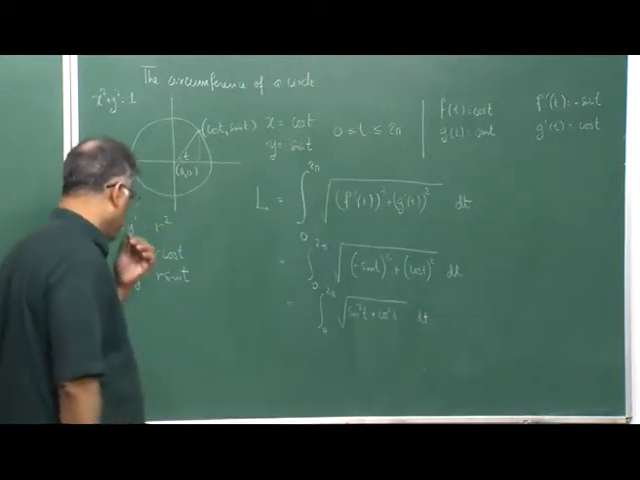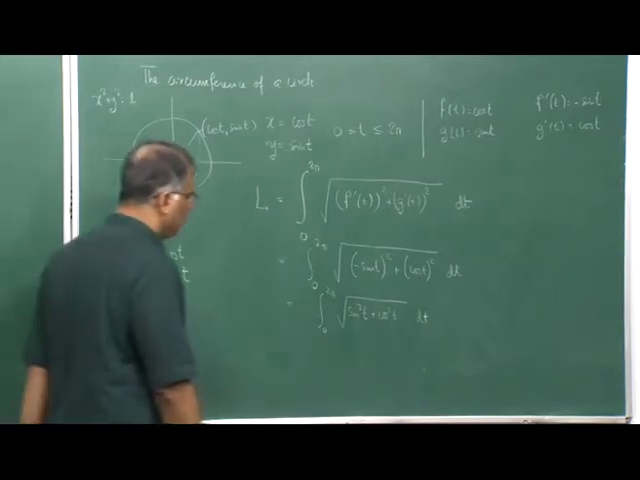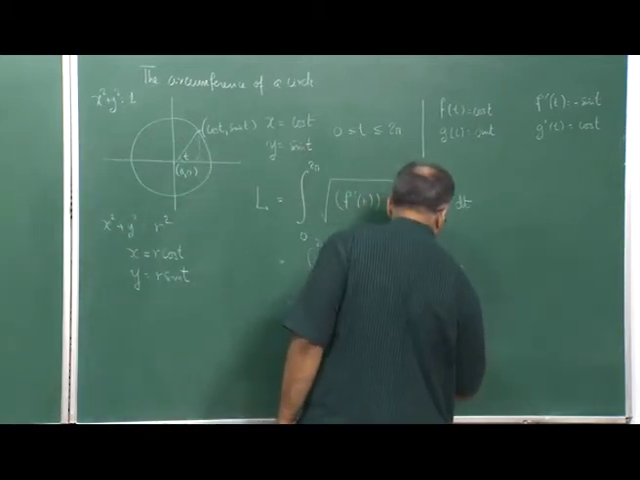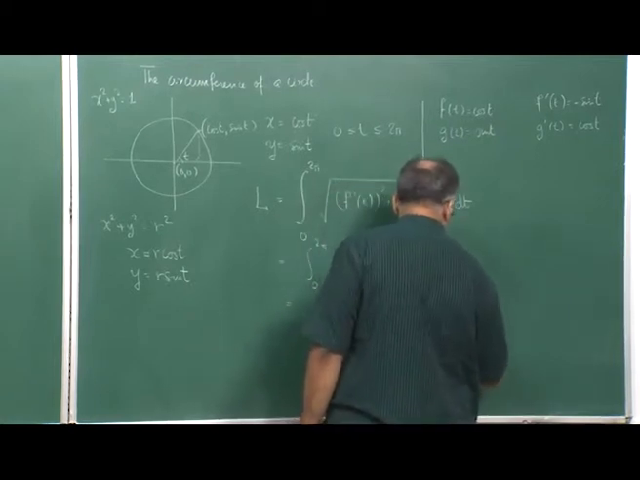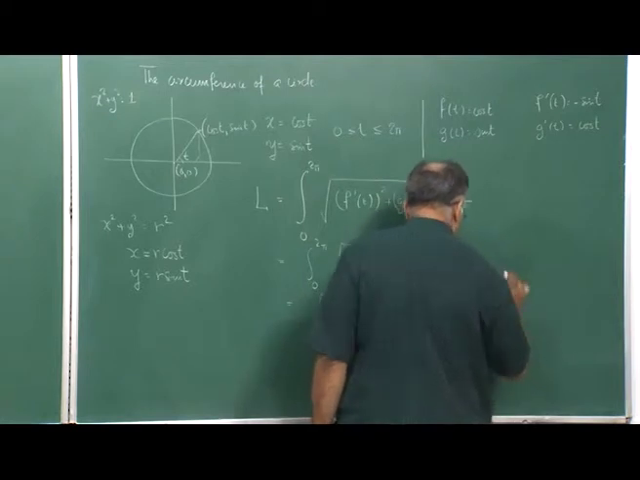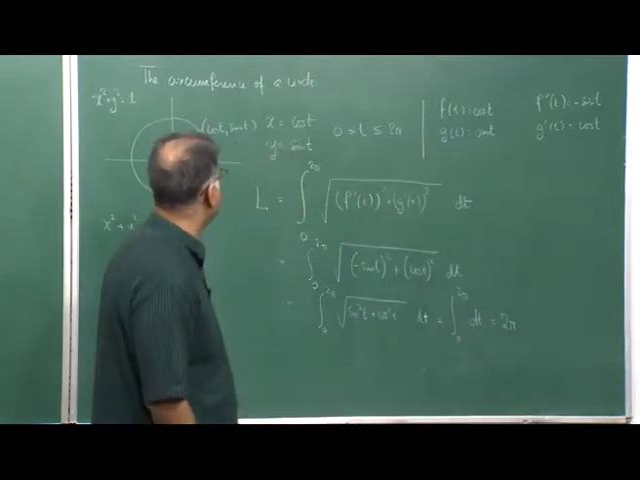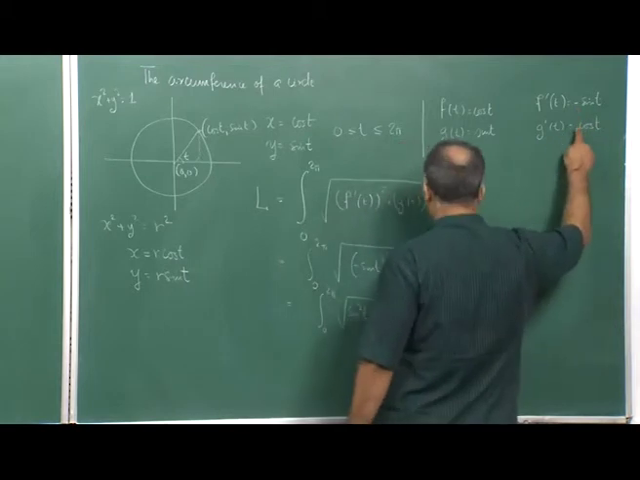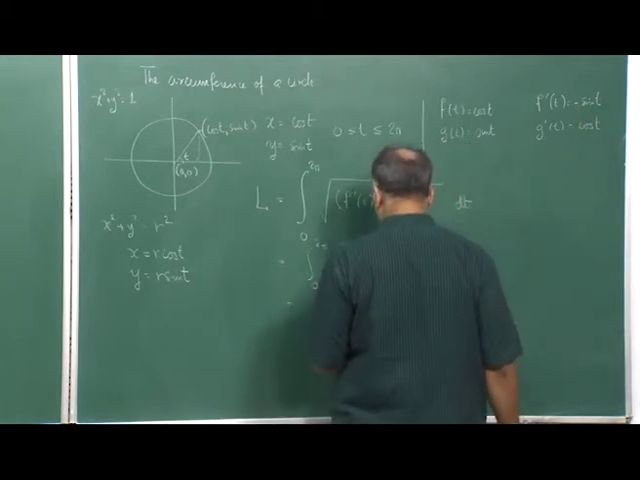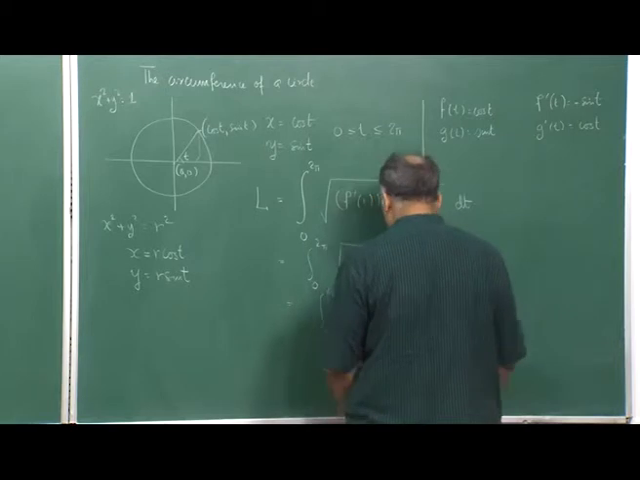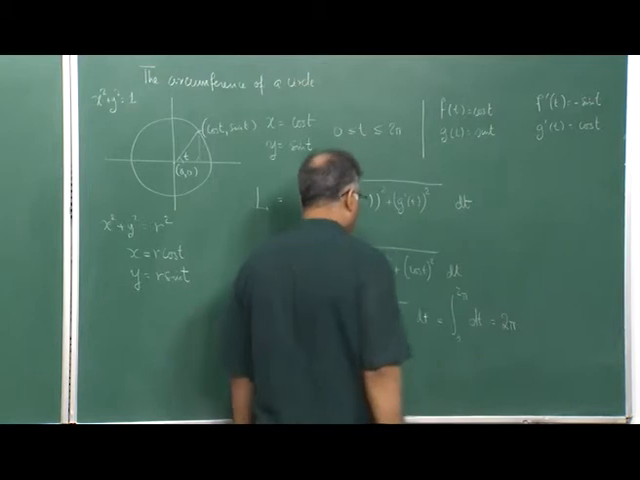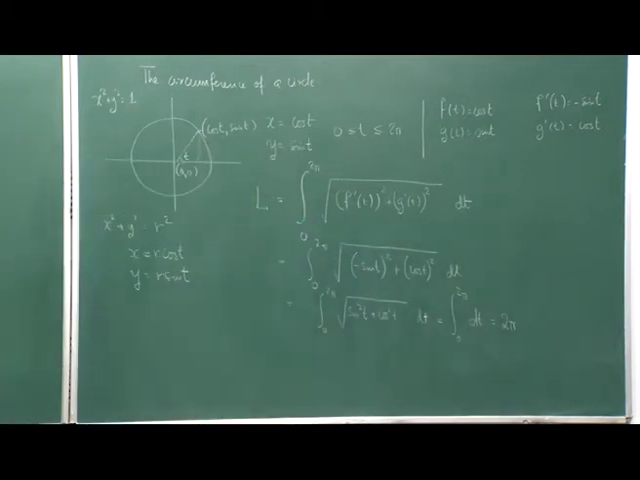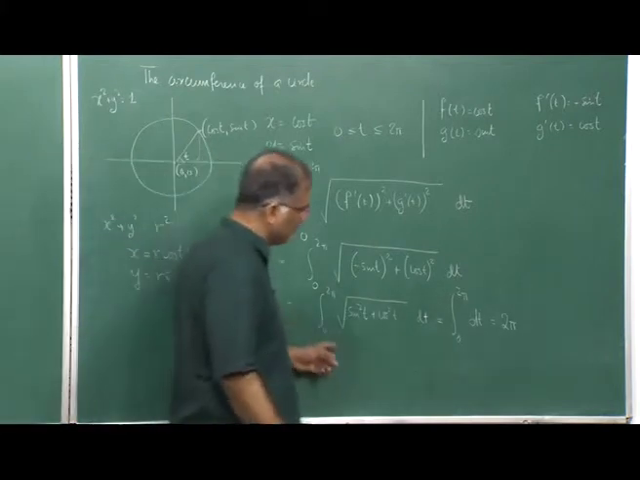Sin square t plus cos square t is 1 and the root of 1 is 1. So, this is equal to the integral from 0 to 2 pi of dt, which is finally 2 pi. Now, if there was an r here, it would come inside and this will become r square into sin square t plus cos square t. So, the root over r square will just give you r. So, it will become r into 2 pi, so 2 pi r, the formula which you are so familiar with. When the radius is 1, the length is nothing but 2 pi.